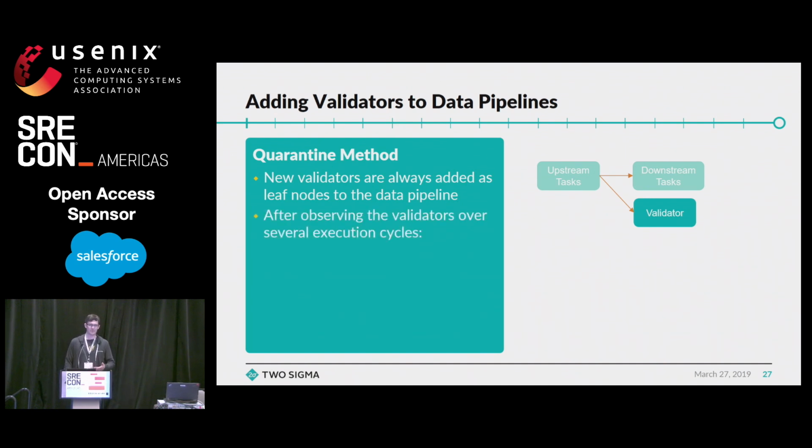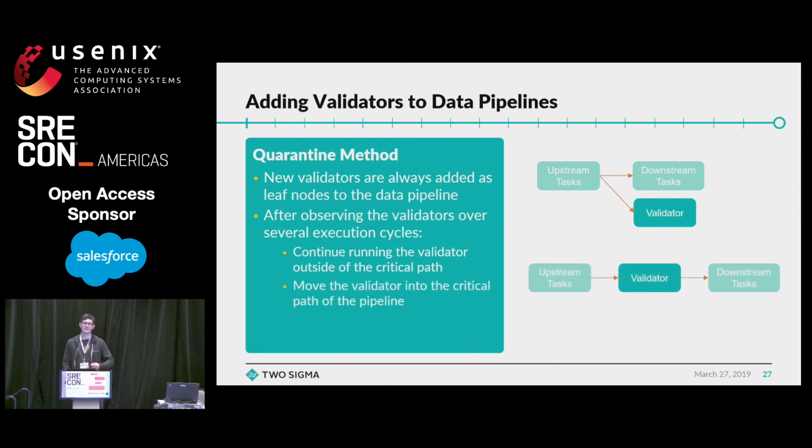And then after watching it for several execution cycles for a batch data pipeline or just watching it live for a while, we can make the determination. We have several different options at that point in time. We can choose to continue to run the validator as a leaf node outside of the critical path. We can actually move it into the critical path to now turn that soft failure into a hard failure. Or if we find that it's flaky or that our underlying assumptions were incorrect as soon as we exposed it to real live data, we can simply remove it.